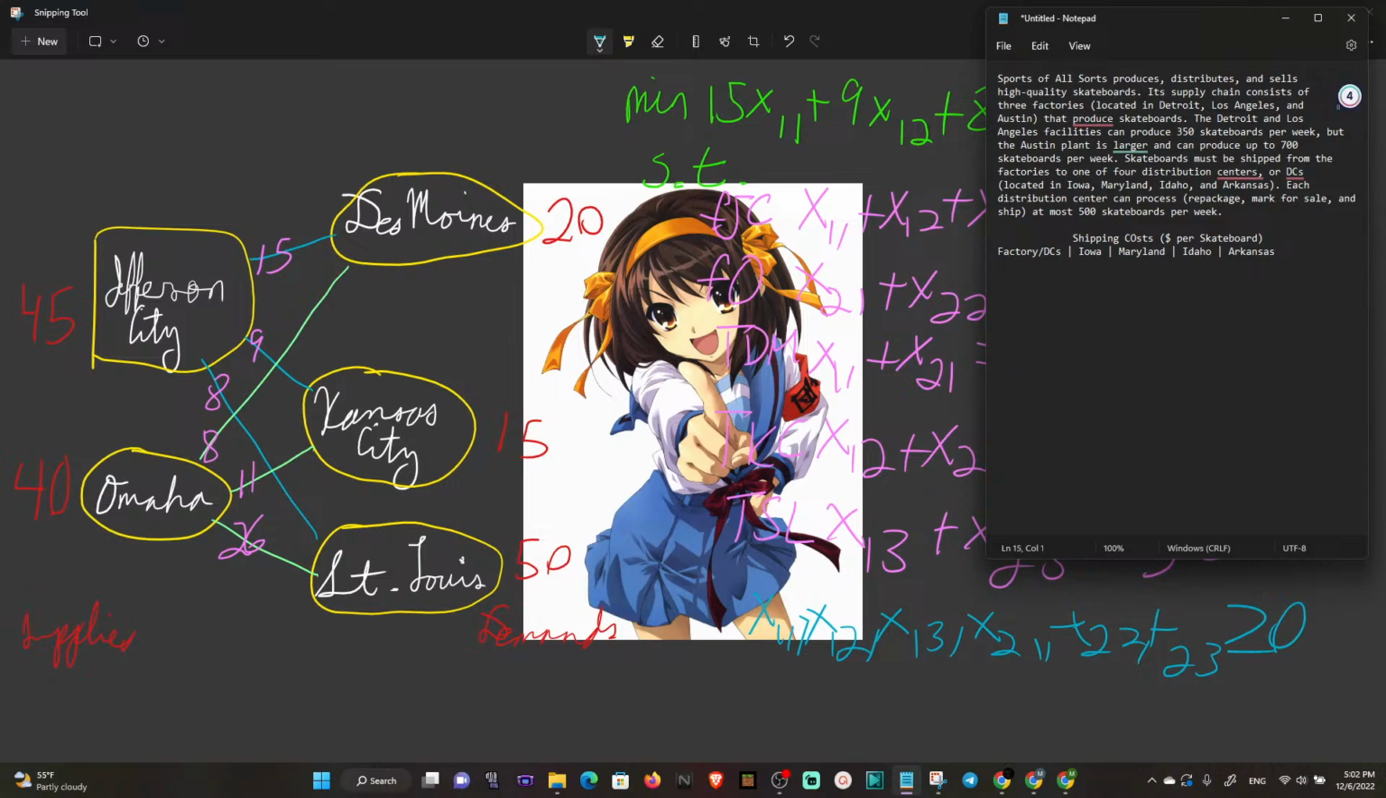Then we have Detroit, which will be 25, 35, and 40. Then we have Los Angeles, which will be 35, 45, 35, and 42.5. And we have Austin, which will be 40, 40, 42.5, and 32.5. I hope that's right.